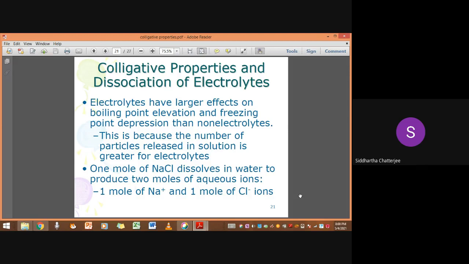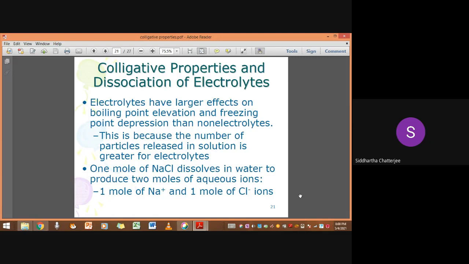Sometimes you can find that the non-volatile solute you are adding may not remain simply as the molecules the way we are adding. So naturally that is applicable to non-electrolytic substances. But whenever you are adding some electrolytic substances, you know that in aqueous medium they are going to dissociate into ions.